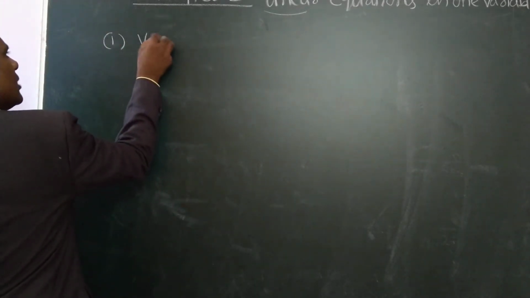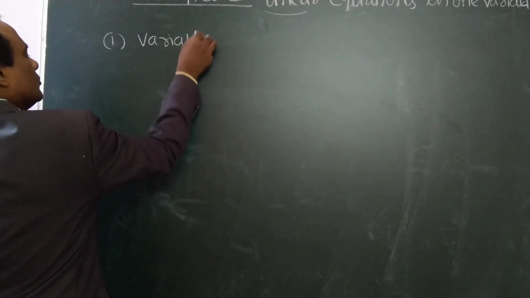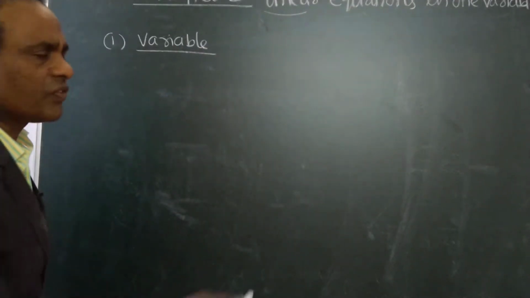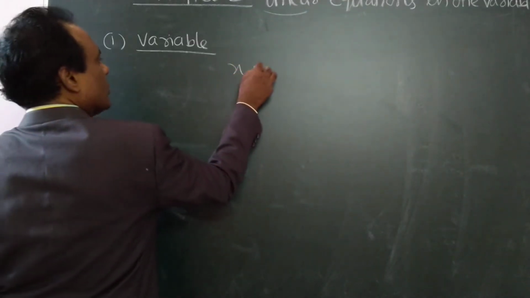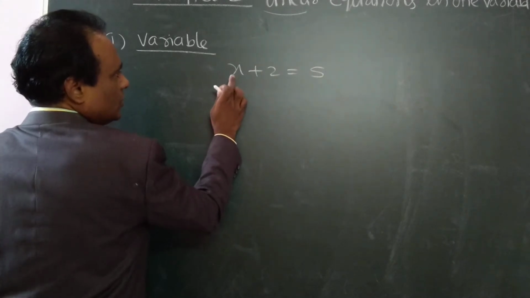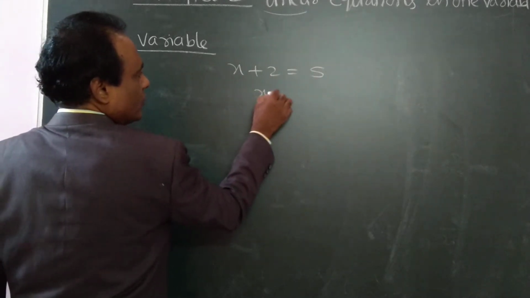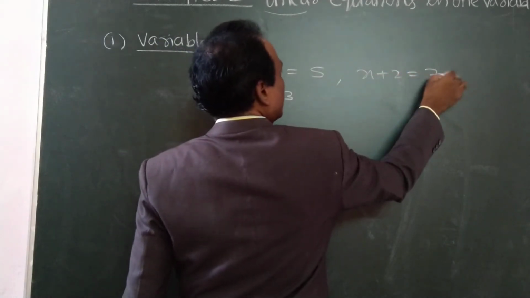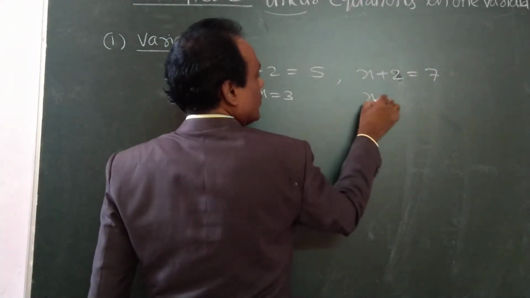First I will tell the variable. Variable means its value varies from equation to equation. Suppose, as in the previous example, x plus 2 is equal to 5. What is the x value? 3. 3 plus 2 is 5. The x value is 3. Suppose x plus 2 is equal to 7. What is the x value?